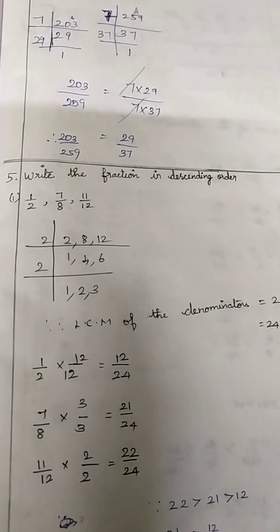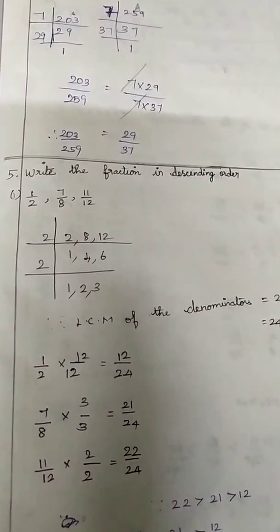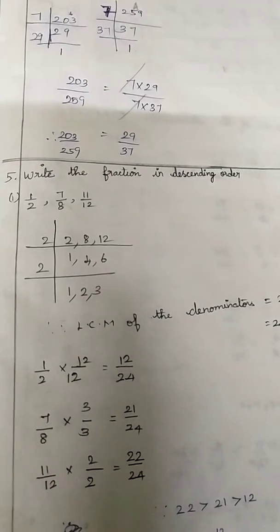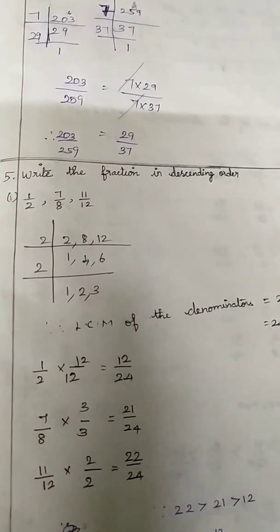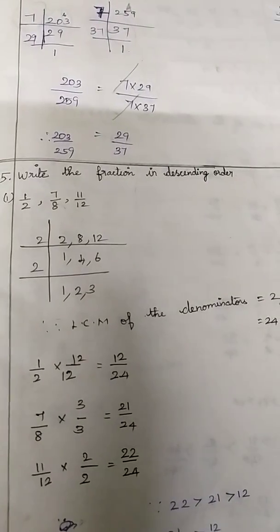First, we are going to look at the denominators. If you look at the denominators, you have 2, 8, 12. We don't have any common denominator, so we call these unlike fractions. We will take the denominators and find the LCM.